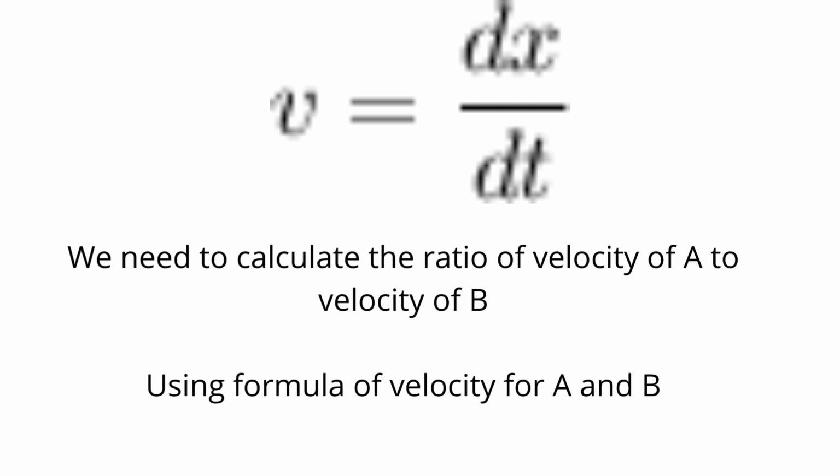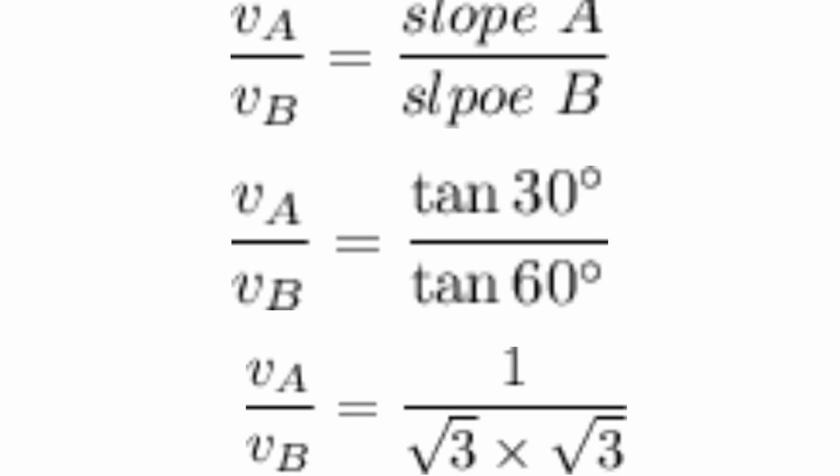So if you are taking the ratios of the particle A and B, that is velocity of A and velocity of B, or the slope of A and slope of B. So if you are taking the ratios of slope A and slope B, that gives the ratios of the velocities of the particles A and B.